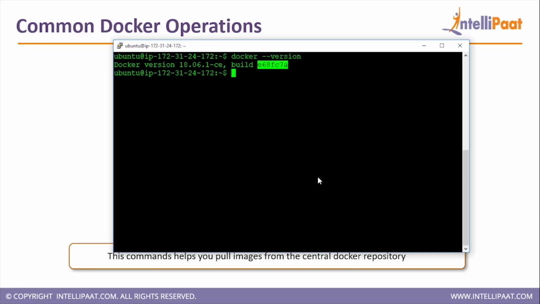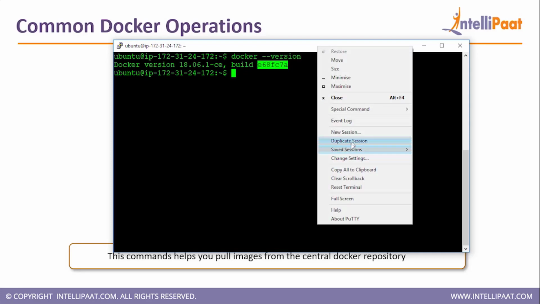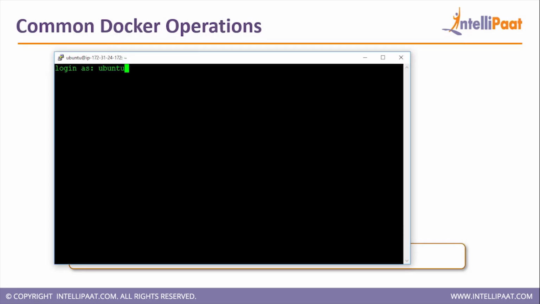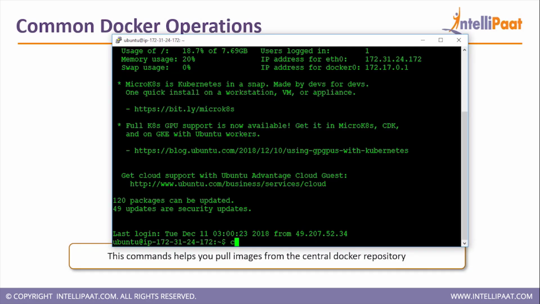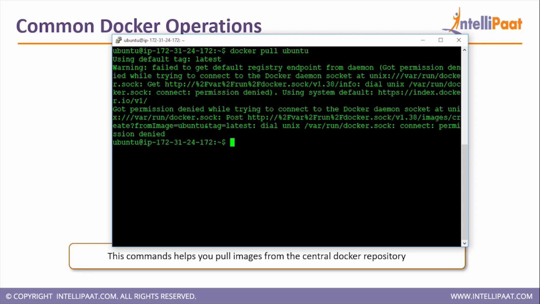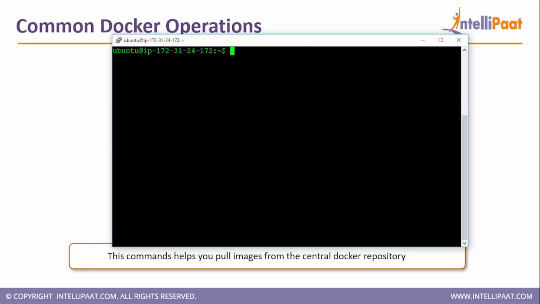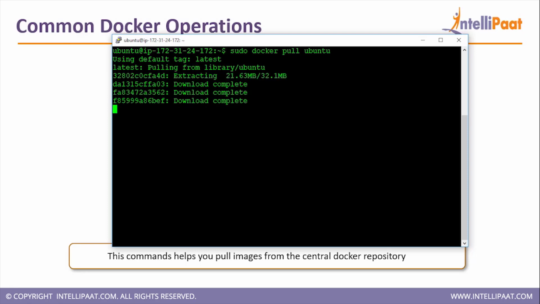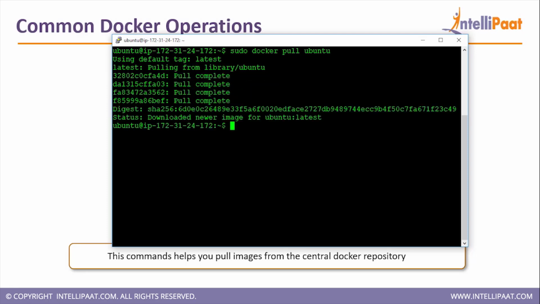So we can also try that out. Let me just clear the screen. We'll type in docker pull and then the image name. So this is the image name and we'll hit enter. Sorry about that, I forgot to use sudo. So sudo docker pull ubuntu, hit enter, and this would download the latest Ubuntu image on your system.